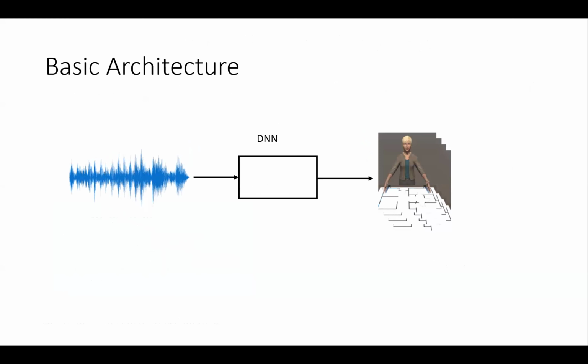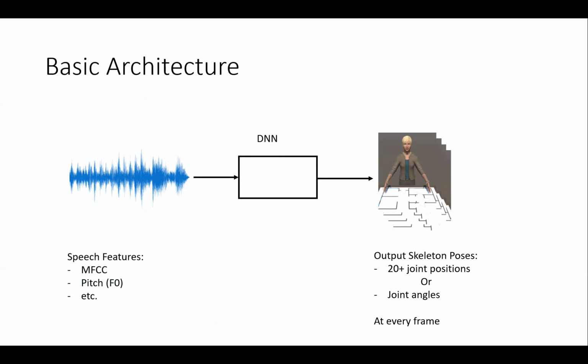So the basic architecture of most of these systems is that you have audio. Some will also take in text, but most systems will take in audio as their input. You pass it through some kind of deep learning network, and you output frames of animation. So the audio is represented. There are different representations. The mel frequency cepstral coefficients are very common. People use pitch. There are other representations that people have experimented with audio as well. And the output is simply a pose at each frame. And that pose, depending on the system, could be joint positions or joint angles. And so you're going directly from this input signal to output motion.